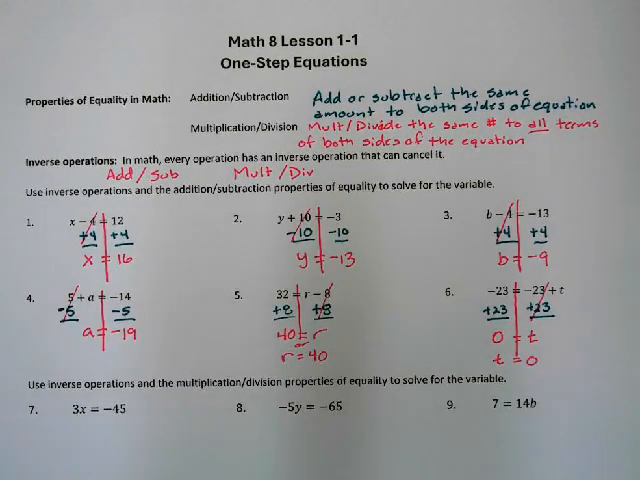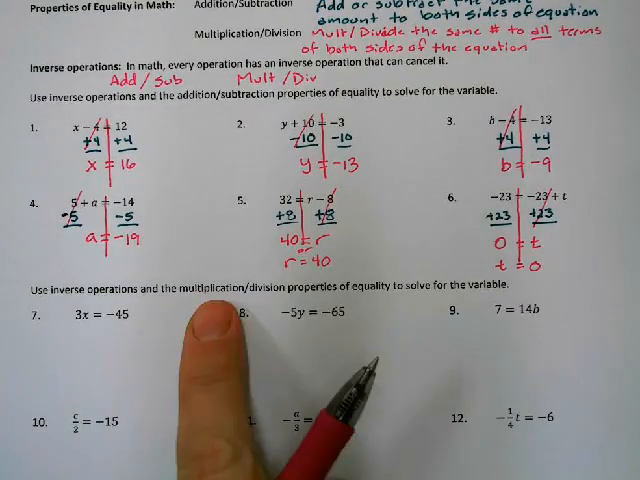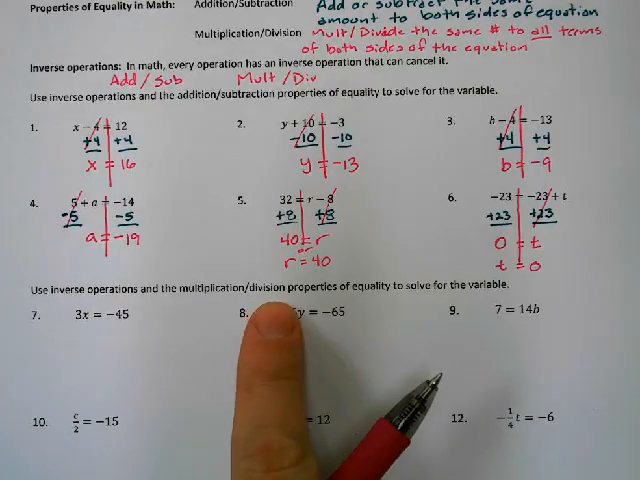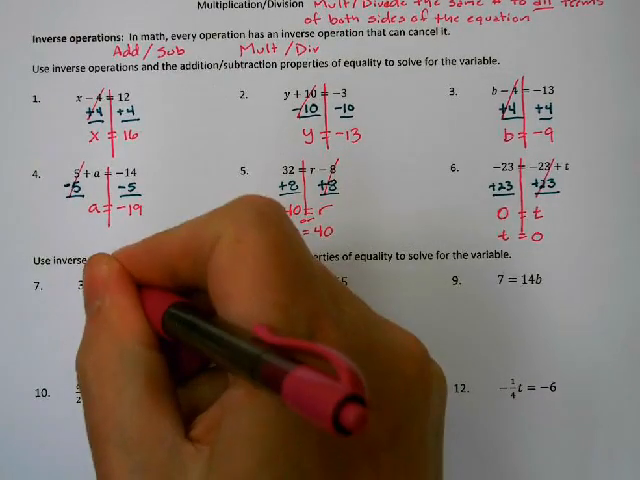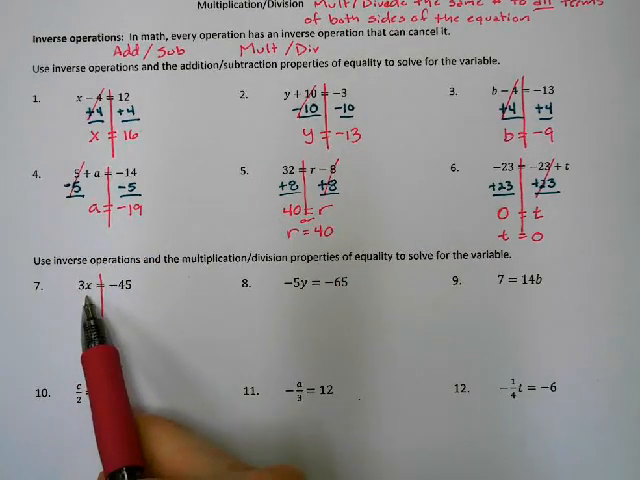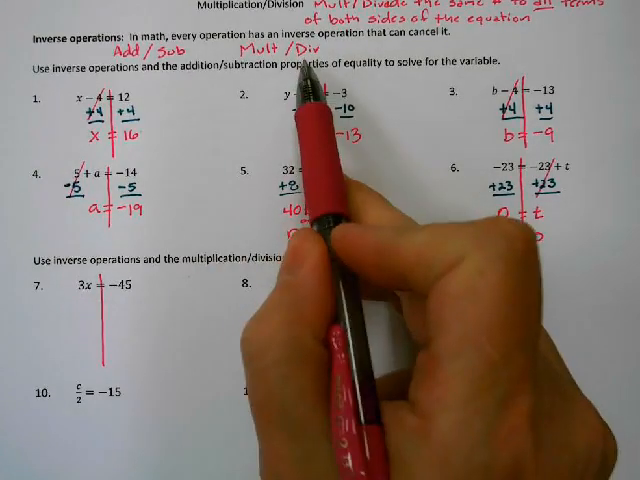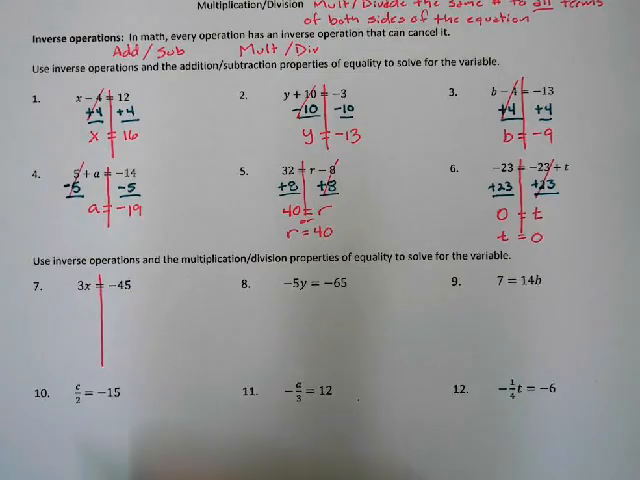All right, now we're going to still use inverse operations, but we're going to use the multiplication and division properties of equality to isolate the variable. So same process. This is 3 times x. So what is the inverse of multiplication? Division is. So I'm going to use my division property of equality. I'm going to divide both sides by 3.